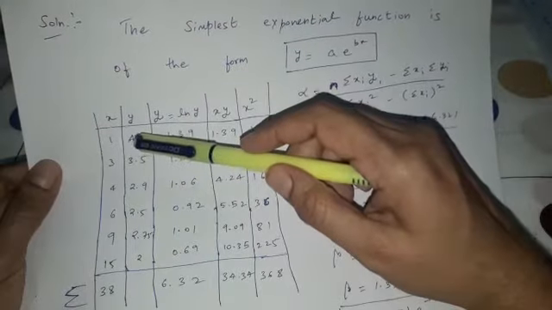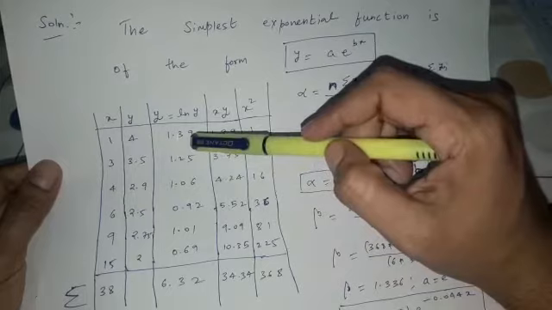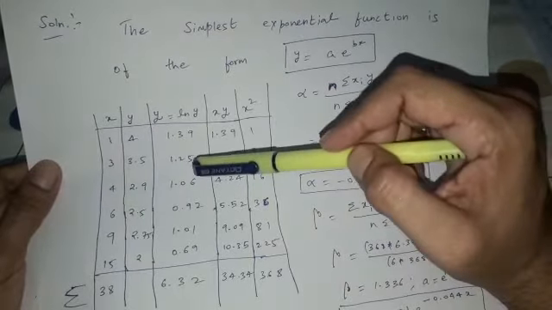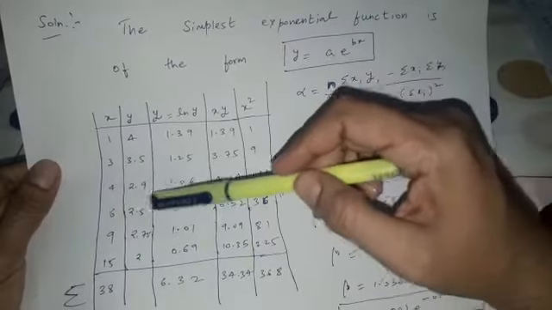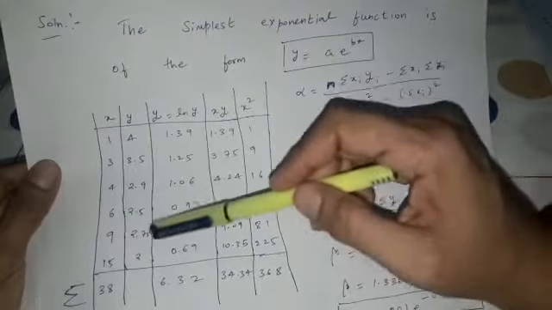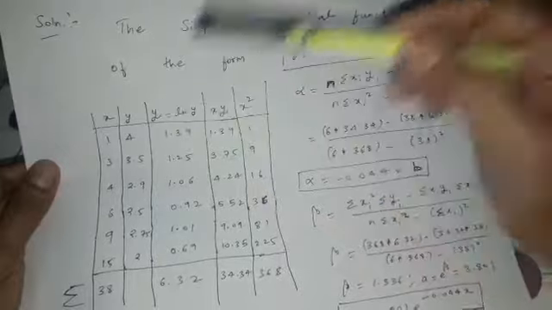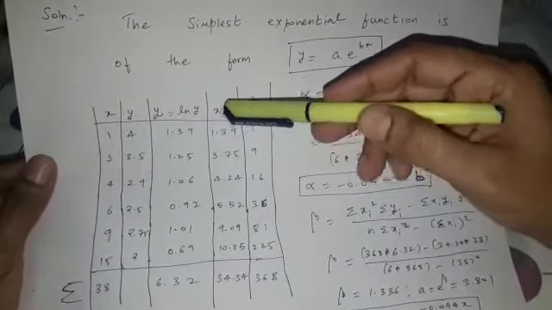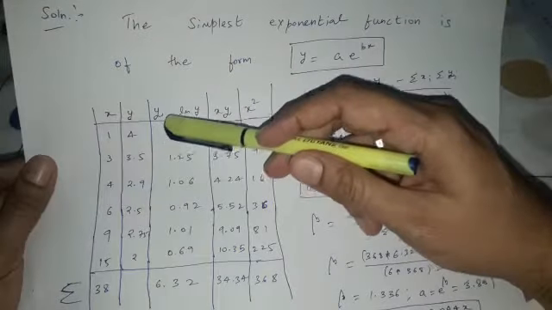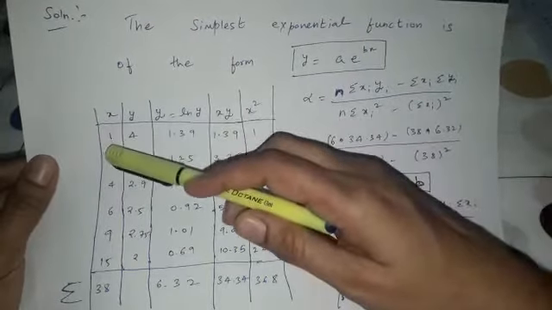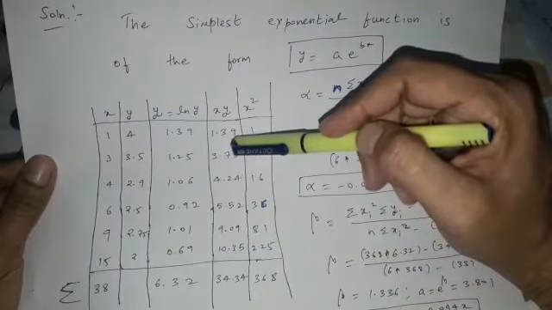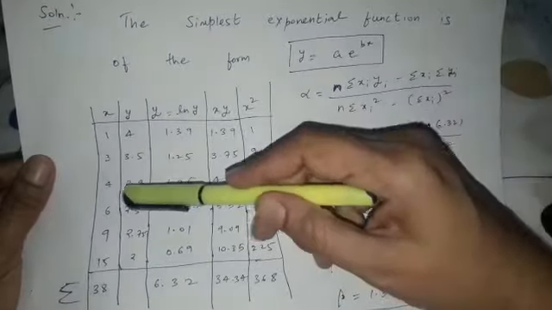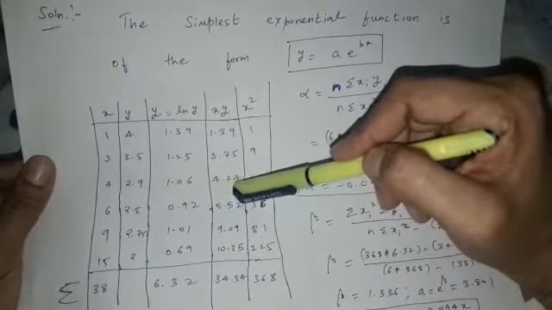The ln of 4 is 1.39, that is your new y. Ln of 3.5 is 1.25. Like that, find the corresponding ln values of y, and then do the product x times y. Use the new y, not the old y. 1 times 1.39 is 1.39, 3 times 1.25 is 3.75, 4 times 1.06 is 4.25.